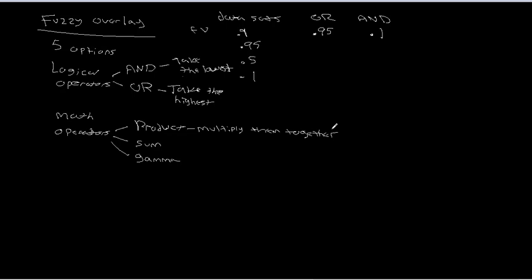And so if we were to actually execute that, 0.9 times 0.95 times 0.5 times 0.1, what we end up getting is 0.04275. So that's product.